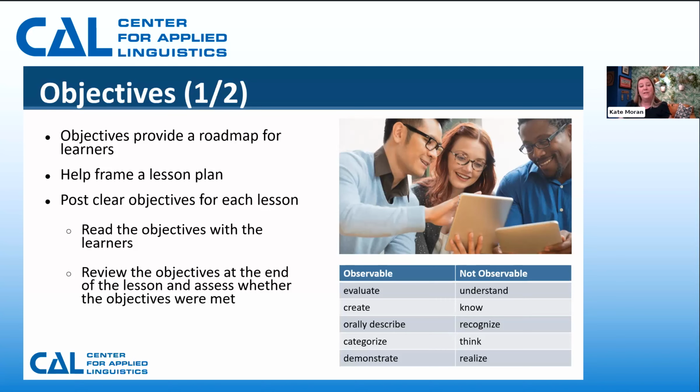So you can notice on this slide that this is not exhaustive, this is just an example list of verbs. Some of the verbs like know and understand that show up a lot in objectives are not great choices for effective objectives because they're very hard to measure. We can't observe what someone knows or what someone understands. So they're not great choices for writing effective objectives.